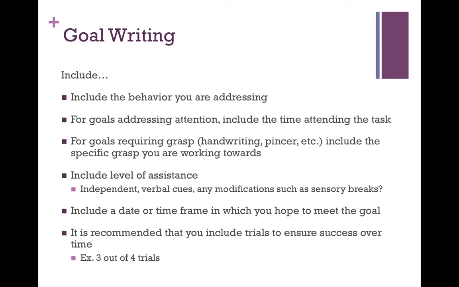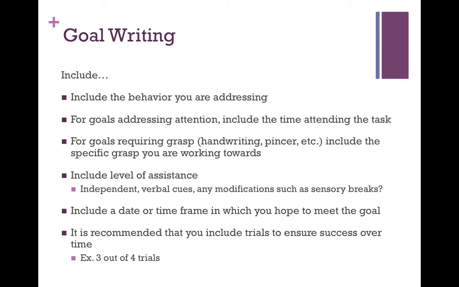So when we're working on goal writing, and this is what I was grading on, is that you include the behavior you're addressing and that it's clear what you're addressing. I wanted to throw in a couple of examples as well. For goals addressing attention, it's important to include the time you want them to attend to the task, and what kind of task it is is also helpful. So if it's a fine motor task, a handwriting task, I saw some people do snack time, things like that are good to include. For goals requiring some kind of grasp, so if you're working on handwriting, there were a few people that did some buttoning, utilizing pincer grasps, you want to make sure you're specifying that specific grasp that you're working on for that activity.